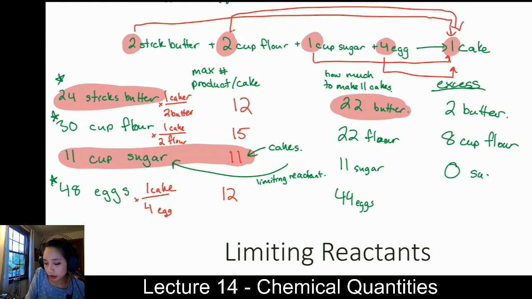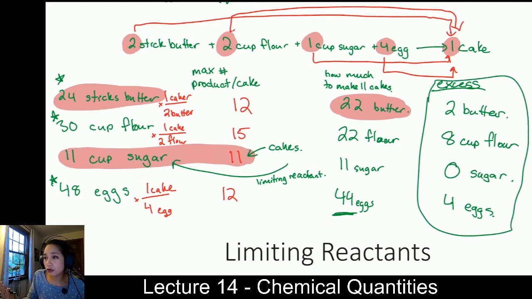So we have no sugar left over, and that makes sense because it's our limiting reactant. And finally, 48 eggs. So we used 44. We had 48, so we should have 4 eggs left over. So that is our last answer.